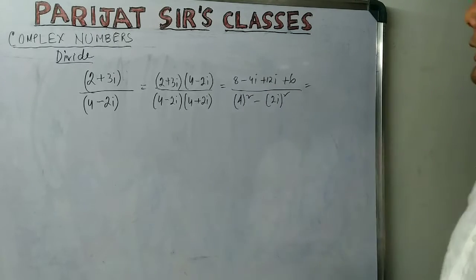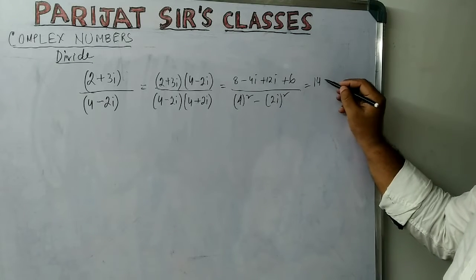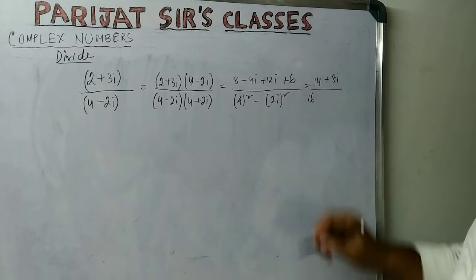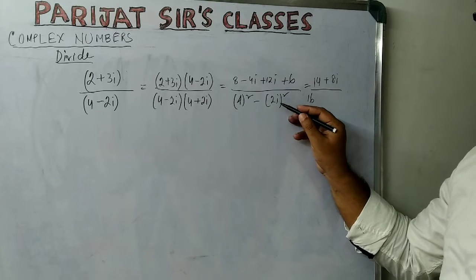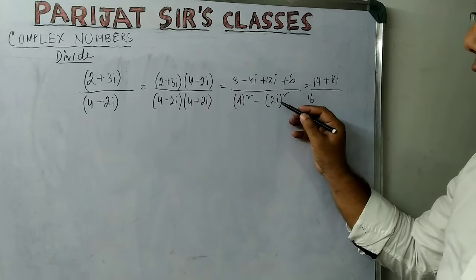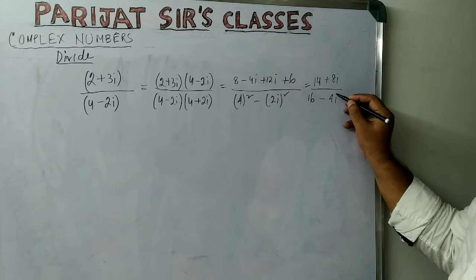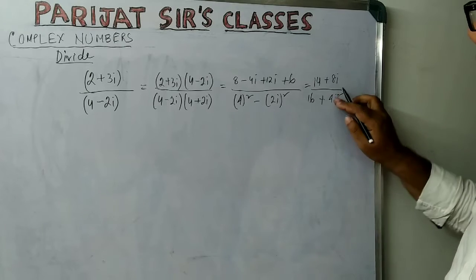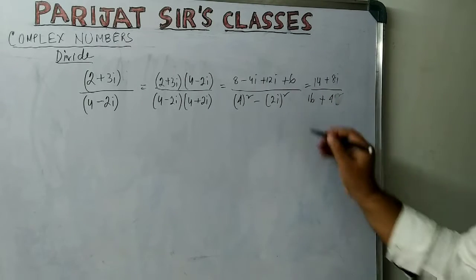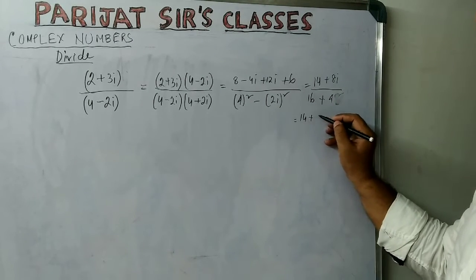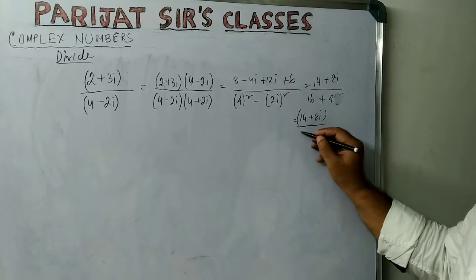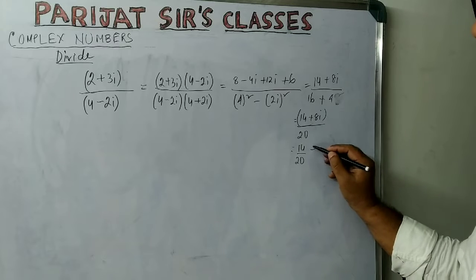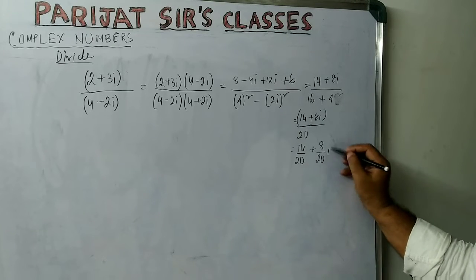So this answer comes out to be 8 plus 6 is 14 plus 8i, divided by 4 square is 16, and this is 4i square, and i square is minus 1. So I can write 4i square, and i square is minus 1, so actually it becomes plus 4. If i square is minus 1, it becomes plus 4. So the answer is (14 plus 8i) by 20. So the answer is 14 by 20 plus 8 by 20i.